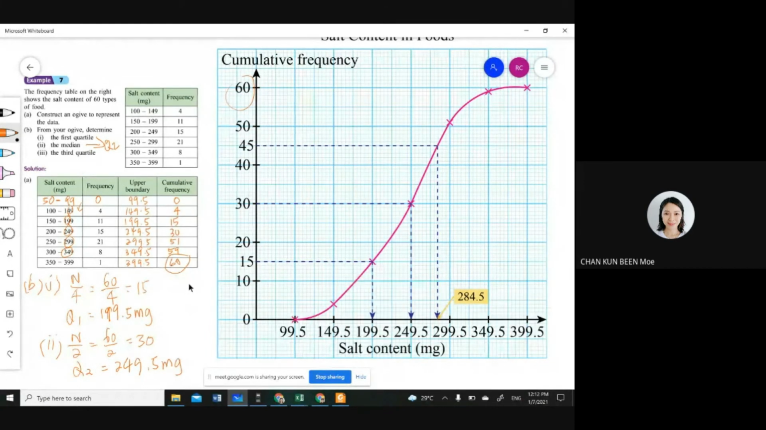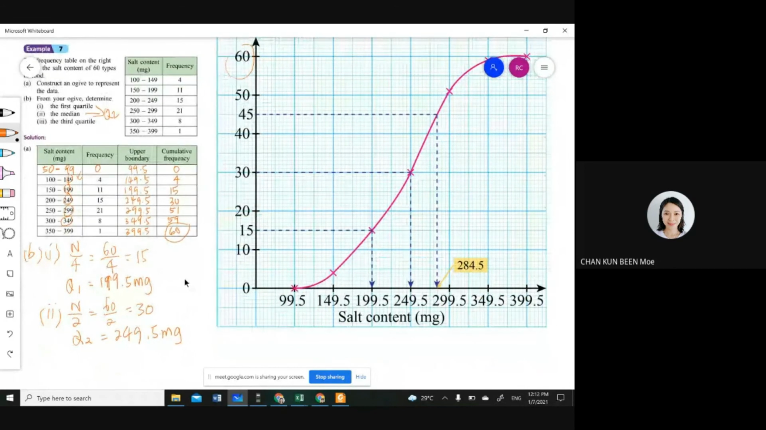Now we look at the last question here, the third quartile. So the third quartile, the formula is 3 over 4 times n, right? So it will be 3 over 4 times the total value of 60. 3 over 4 times 60, we are going to get 45. 3/4 of 60. That's why we have this. So same thing, you draw using dash line, move down. How to read this value? It's up to you. You can read slowly from here, or you can just minus using 299.5 minus 249.5.